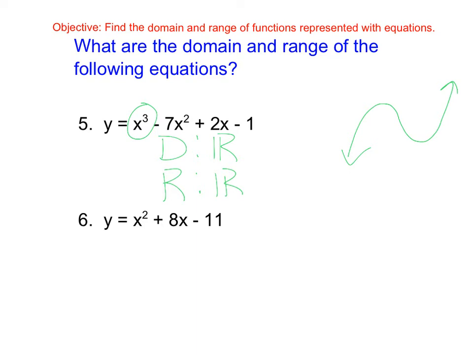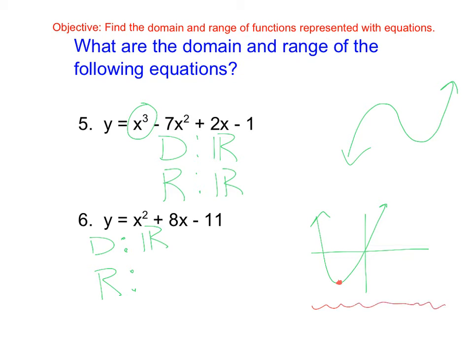Now, number 6 is a little different. This one is a parabola. Something like that. It's upward facing. So the domain is the easy part. The domain is just all real numbers. I can plug in a billion, I can plug in negative billion. But the range, on the other hand, is something we have to actually figure out. This graph is never going below that point. We're never hitting y values down there. So that means we have to figure out the y value right here. So what is that thing? It's our vertex, so negative b over 2a.